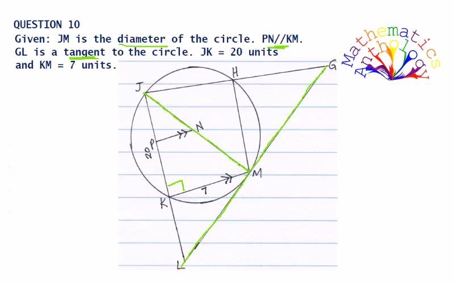Let's see, GL is a tangent to the circle, so when I see tangent, I like to look for tan chord theorem, but there's no angles given here. So I can also take note that the diameter is perpendicular to the tangent. So the two green lines I have, the JM and GL, those lines are perpendicular, so I can draw 90 degrees on either side there if I want to do that.